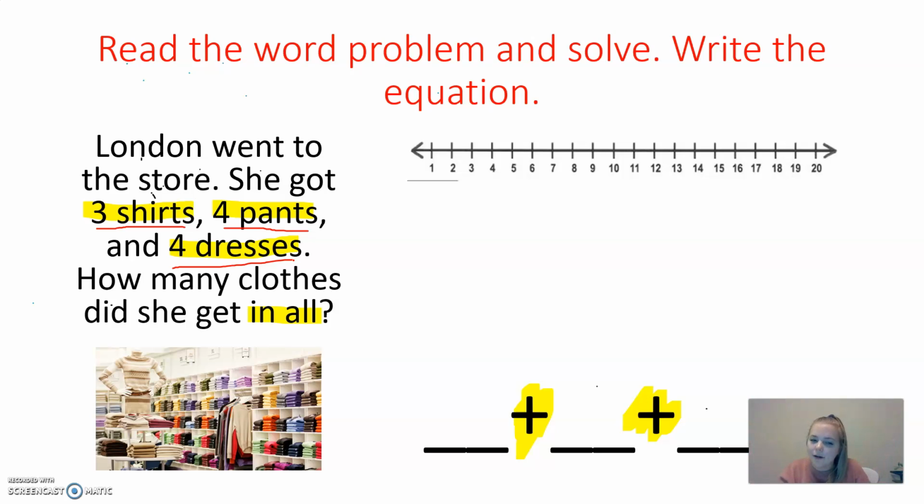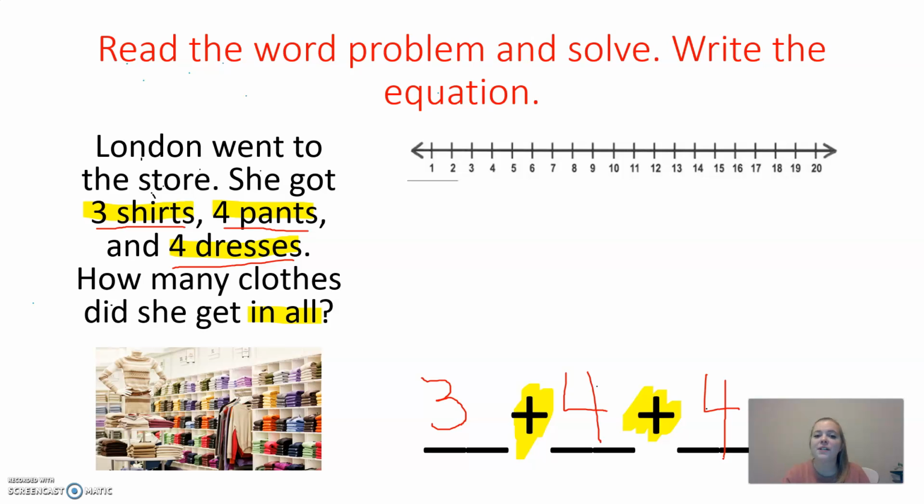Okay, so if I'm doing in all, is that addition or subtraction? I know I need to add to figure this one out. Okay, so I'm going to add. What am I adding? Yeah, I'm going to add the clothes she got. So I'm going to add the 3 shirts plus the 4 pants plus the 4 dresses, okay? I see a doubles in this. Do you see that? The 4 and the 4?